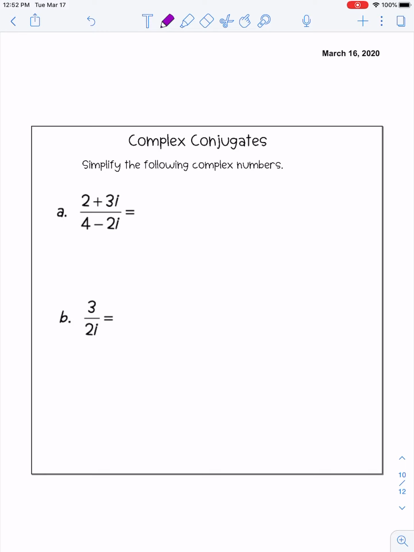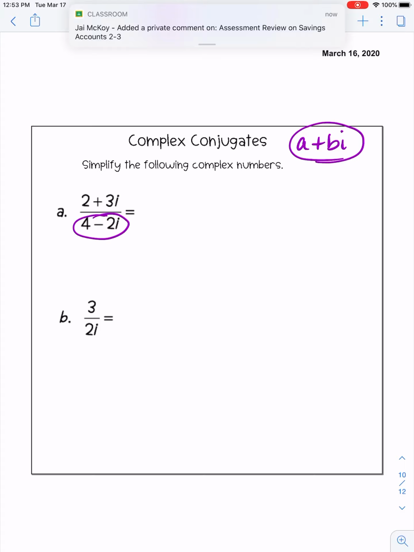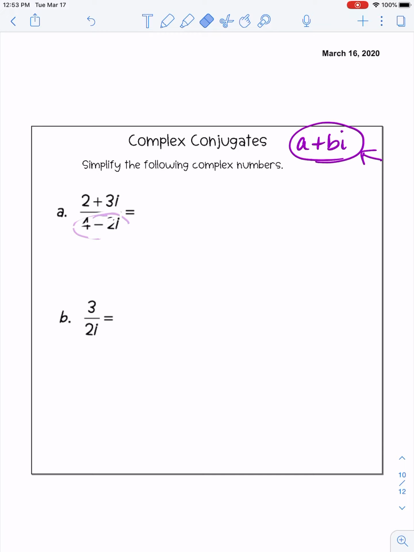So we're going to use complex conjugates to divide complex numbers. You can divide them. However, we want our final answer to be in the form a plus bi, right? So that means I can't have this in the denominator, this 4 minus 2i. I can't have that in the denominator, because then it's not in this a plus bi form. So I basically want the imaginary part to disappear in the denominator, because then I can write it in this a plus bi form.